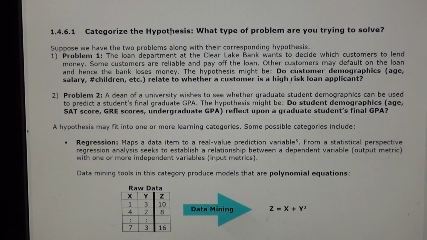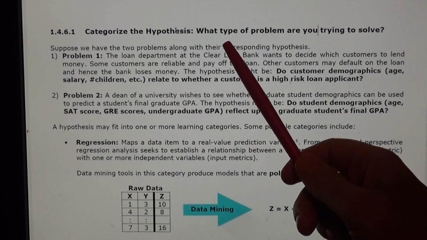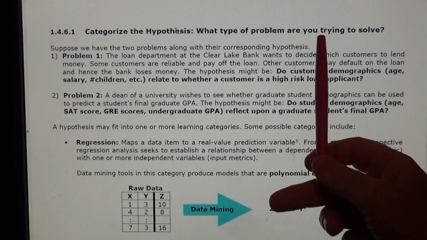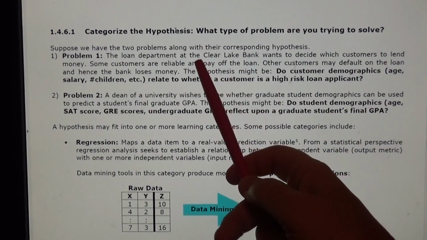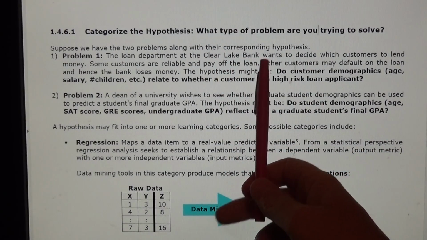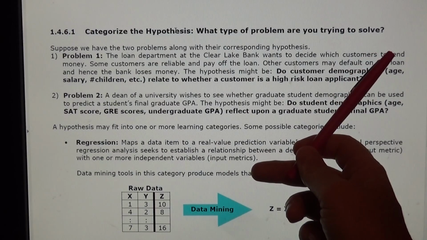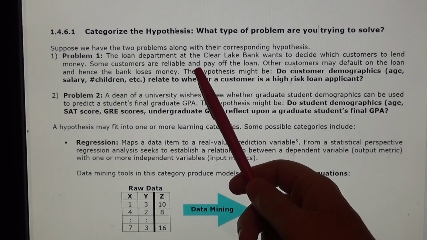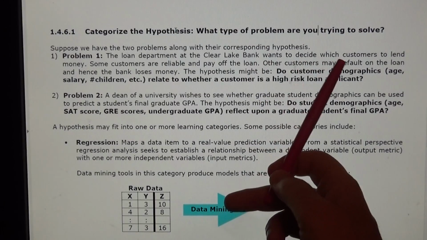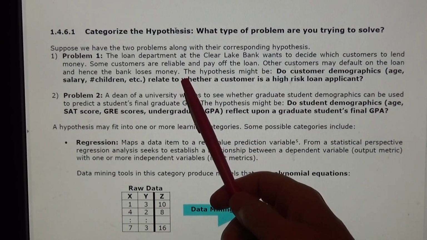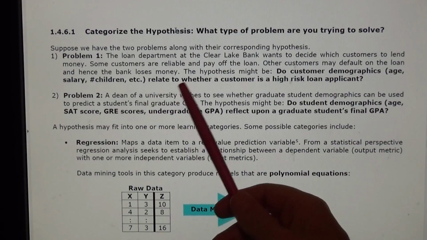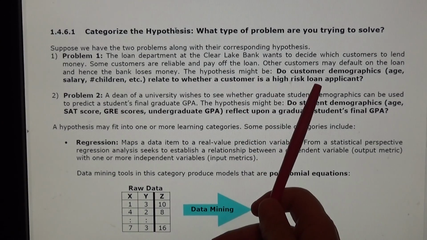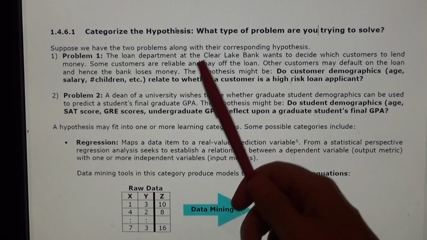Okay, the next section I want to talk about is categorizing the hypothesis. And the idea is, what type of problem are you trying to solve? So here's an example of two different problems. The first one, let's say the loan department at Clear Lake Bank wants to decide which customers to lend money to. Some customers are reliable and pay off the loan. Others may default on the loan and the bank loses money. So the question is, do customer demographics such as age, salary, number of children help relate to whether a customer is a high-risk loan applicant? So that's one type of problem.